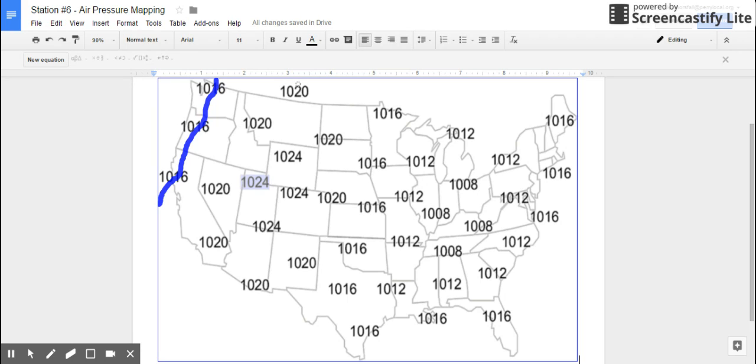And I have my 1020 here. Connect that to these. Now the most important thing is to not cross over. So I have a 1024 here, and I can't allow my 1020 line to hit my 1024 line. So I see these three 1024s right here. So I'm actually going to connect those in a circle. Just like connect the dots.